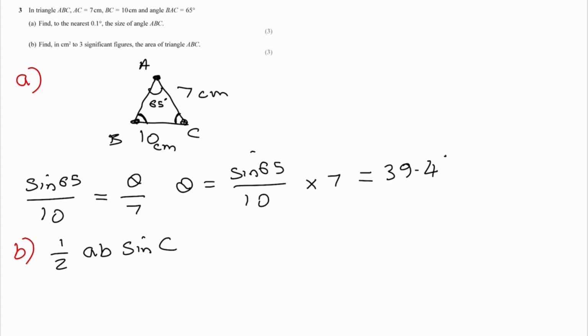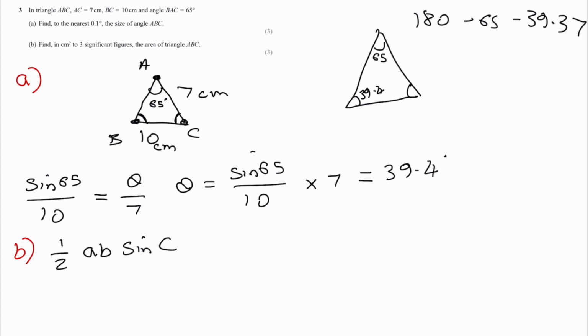If I just draw that triangle a little bit bigger, this is 65. This is 39.4. So we can figure out what this third angle here is by doing 180 minus 65 minus 39.37, which is equal to 75.63 degrees. So now we have this angle between the two sides, 7 and 10.